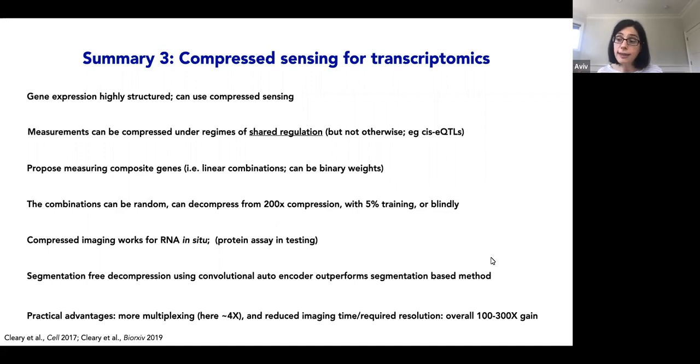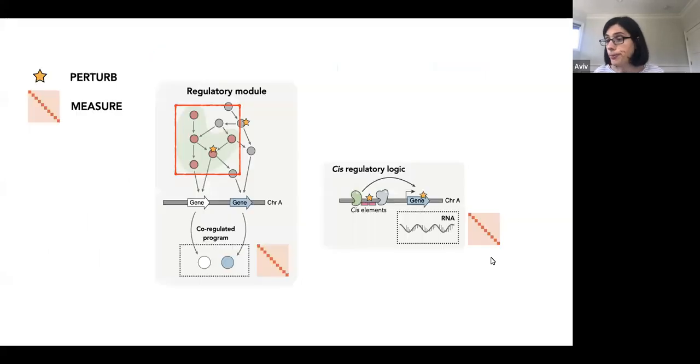And we also applied this experimentally, showing compressed imaging for RNA. And we have a segmentation-free decompression method for this. And in addition to the 4-fold more multiplexing and growing, we can work at much lower spatial resolution. And overall, this gives us between 100 to 300 gain overall, and that gain is grown.